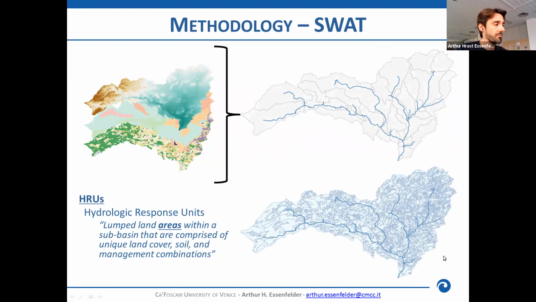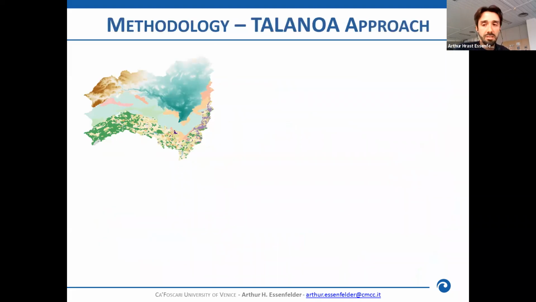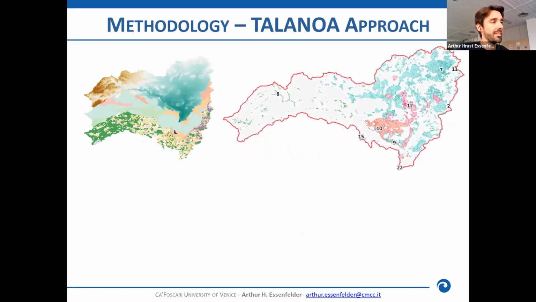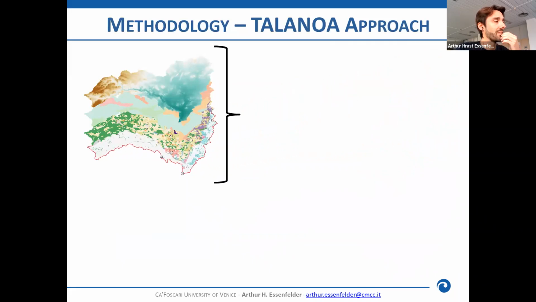And after that, you can compute something that is defined as hydrological response units. Those in SWAT are defined as non-contiguous land areas within a sub-basin that are comprised of unique land cover, soil, and management combinations. What we did, we just incorporated new spatial information that is connected with the microeconomic model that basically allows us to identify the economic agents. So we can either consider them as different individual farmers, or we can group them in groups of farmers that have similar responses. So that's what we did in this particular case study.